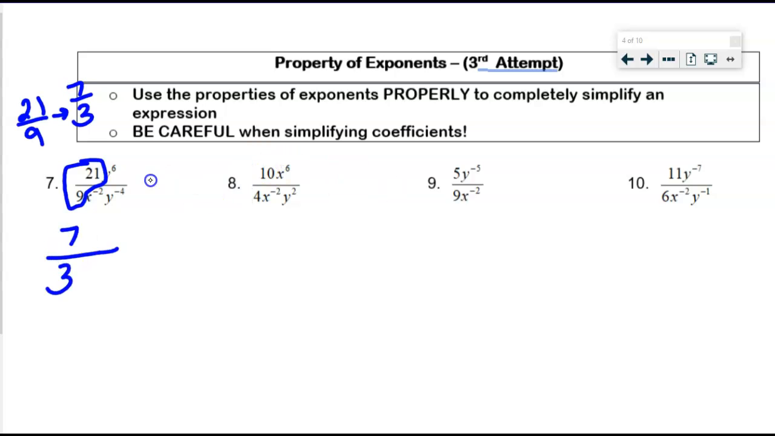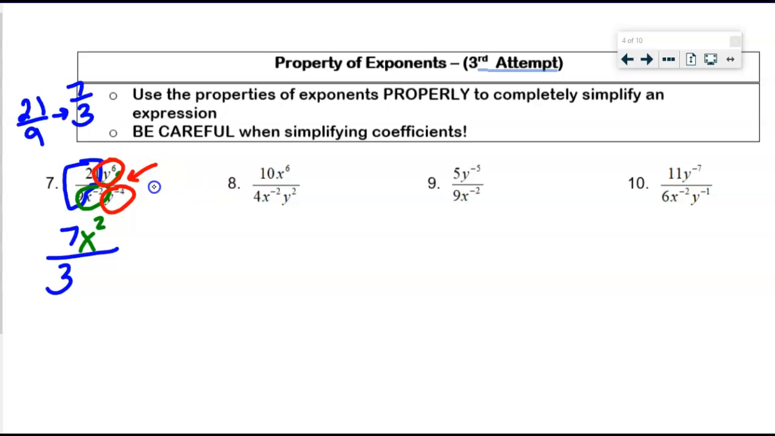Now let's talk about the terms, and I wrote way too sloppy here. Oops, that's not an eraser. Let's look at the terms here. We have x's and y's. One thing I notice is that we have x to the negative 2, and that's going to need to move up to the top. So that's x squared. The other thing I notice is we have y to the 6th over y to the negative 4th. So right there you have a choice.